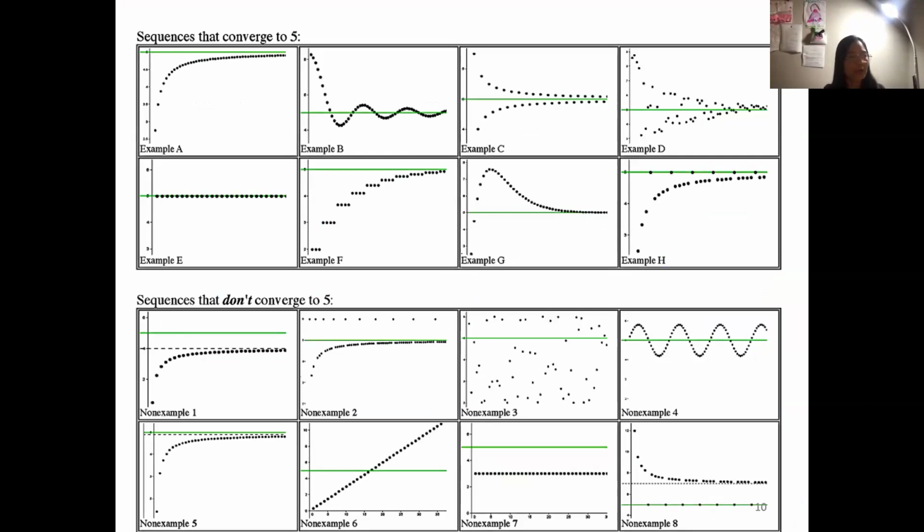These are examples and non-examples that students came up with and the instructor approved. In this talk, I'm going to use example B, the dying sign graph that we talked about, and example G, which is increasing and then decreasing to the limit, and then non-example 1, which is increasing but has 4 as the limit.